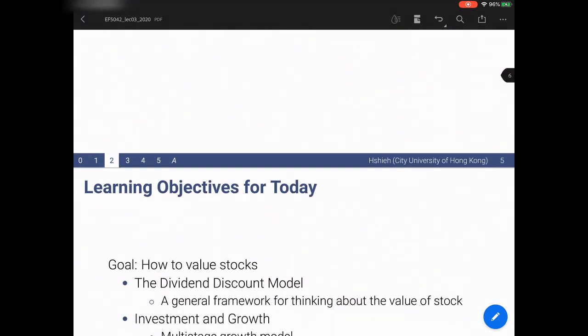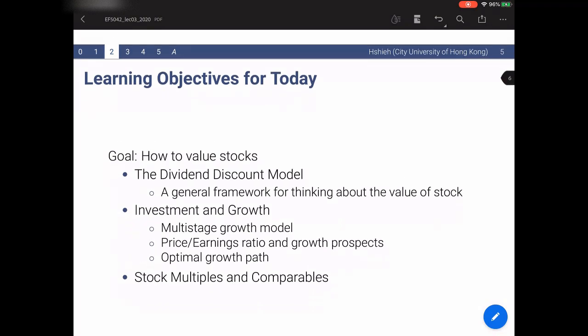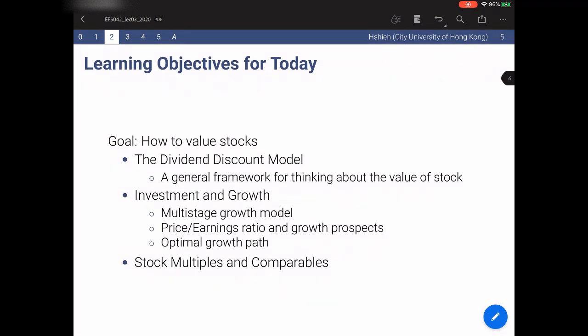All right, so learning objectives. The goal is to learn how to value stocks, and we're going to value stocks through the so-called dividend discount model. As I mentioned already, it's a general framework derived from the NPV model for thinking about how to value stocks. The way we're going to approach this is we're going to take the NPV model and then somehow model in investments and growth, okay?